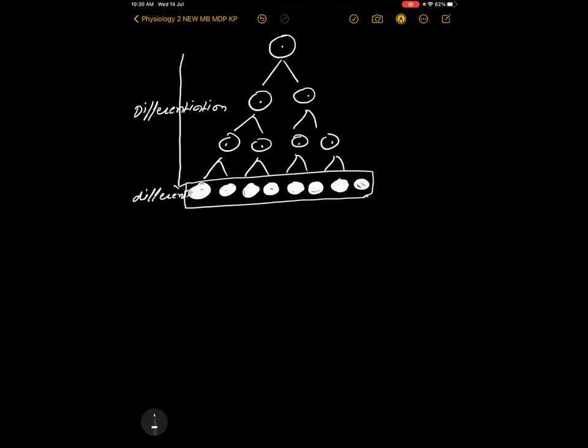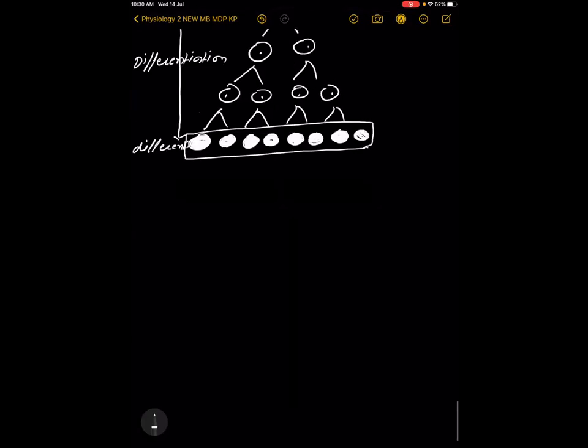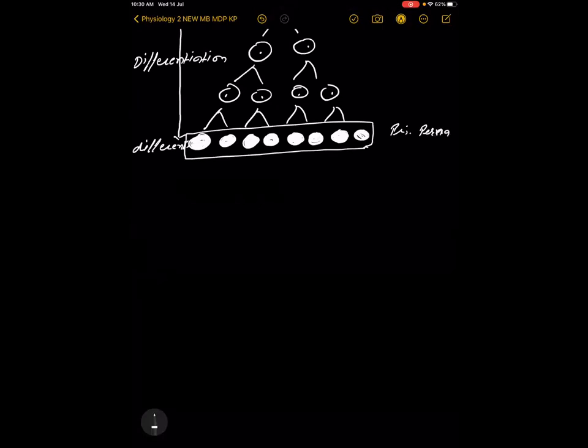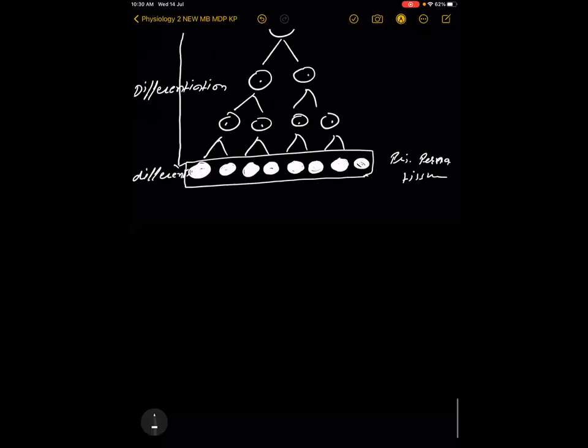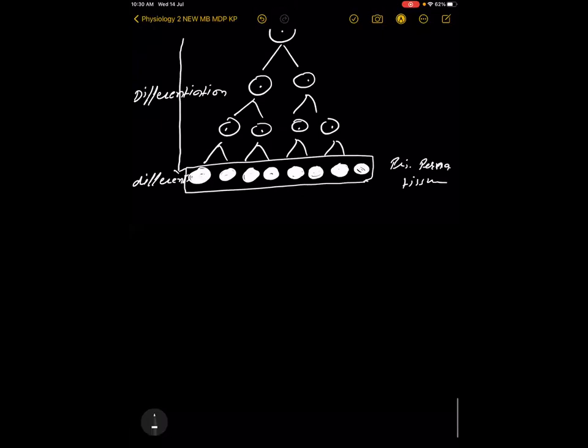Differentiation. Okay, this is differentiation. Cells divide, mature, that is differentiation. That's it. Fine. Now what happens? This is permanent tissue, na? This is primary permanent tissue. It is a rough idea, just say this one. Okay. So primary permanent tissue.